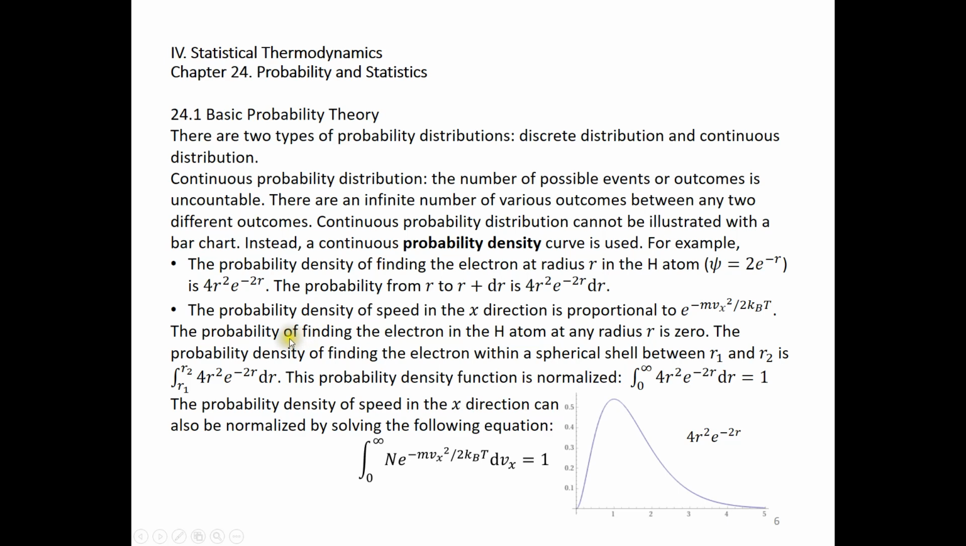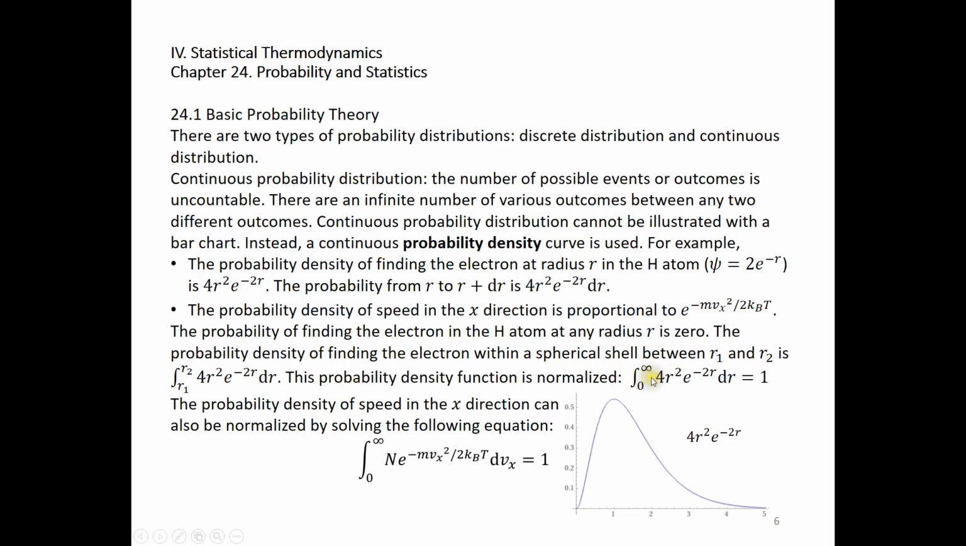Now here's some discussion about the probability itself. The probability of finding the electron in the hydrogen atom at any radius is just exactly 0, because you need a range to get a non-zero probability. Alright, if you have a range from R1 to R2, let's say from 0.8 angstrom to 0.9 angstrom, and then you can integrate the probability density and you get a finite value, which is the probability for finding this electron within a spherical shell between the radius 0.8 angstrom and 0.9 angstrom. So you can do that.